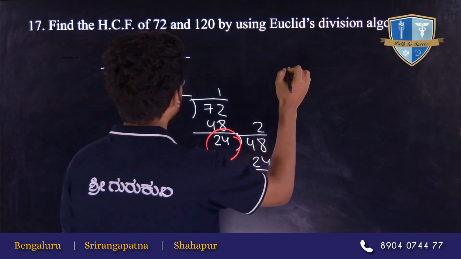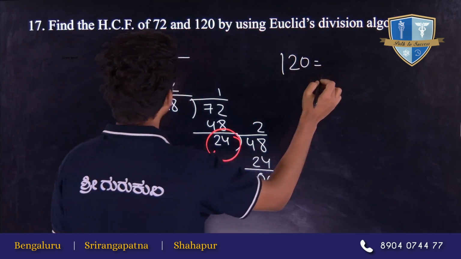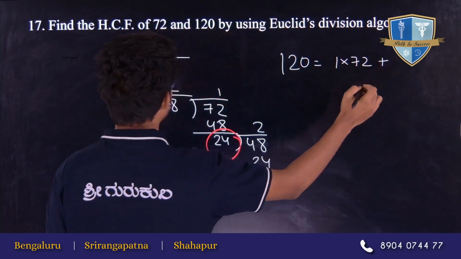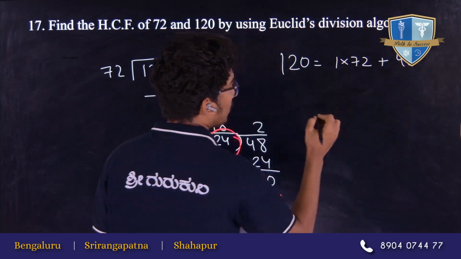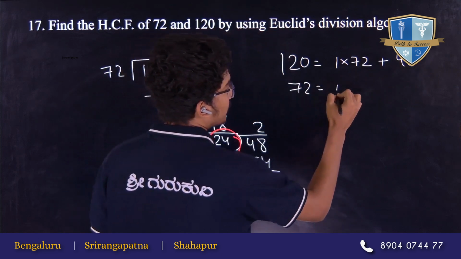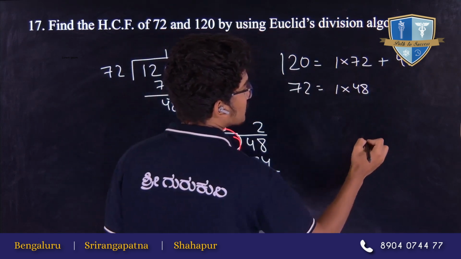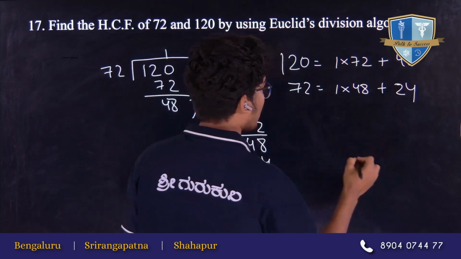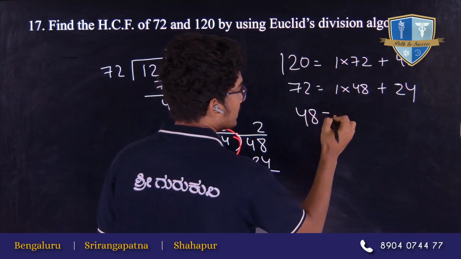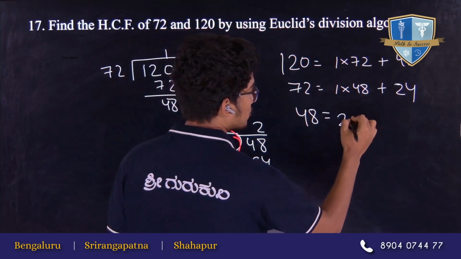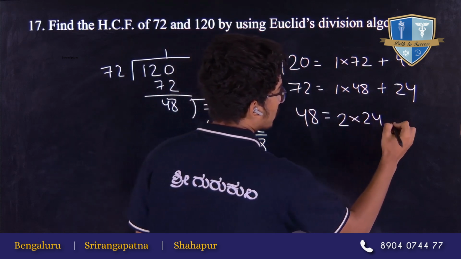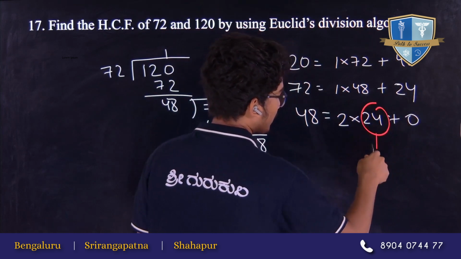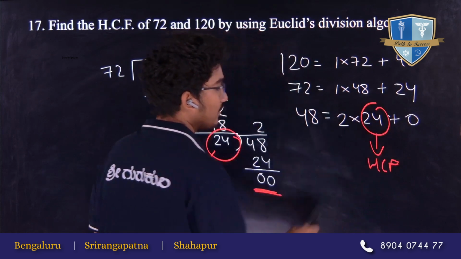So we can write like this: 120 is equal to 1 times 72 plus 48. Now 72 can be written as 1 times 48 plus 24, and 48 can be written as 2 times 24 plus 0. So this is our HCF, highest common factor.